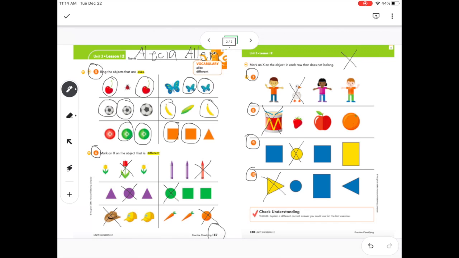Once you are all done with your math workbook page, I want you to take a picture and post it onto Seesaw so your teacher can see it. Once you are done with your workbook page and putting it onto Seesaw, you can move on to your Seesaw activity.